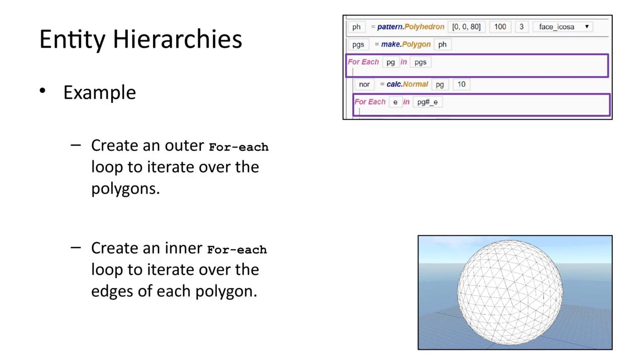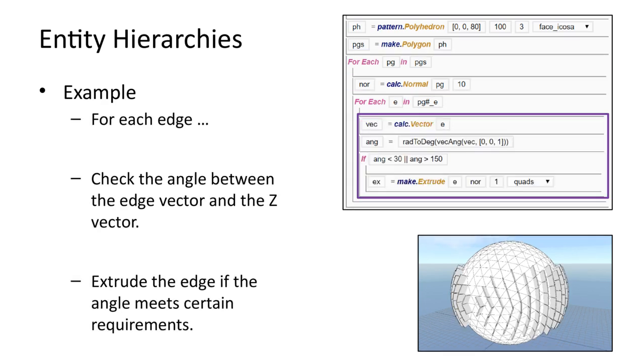The outer for each will loop over the polygons. The inner for each will loop over the edges of each polygon. In the inner for each statement, you can see the expression to get all the edges of a polygon. In the main body of the inner for each loop, certain edges are selected and extruded.